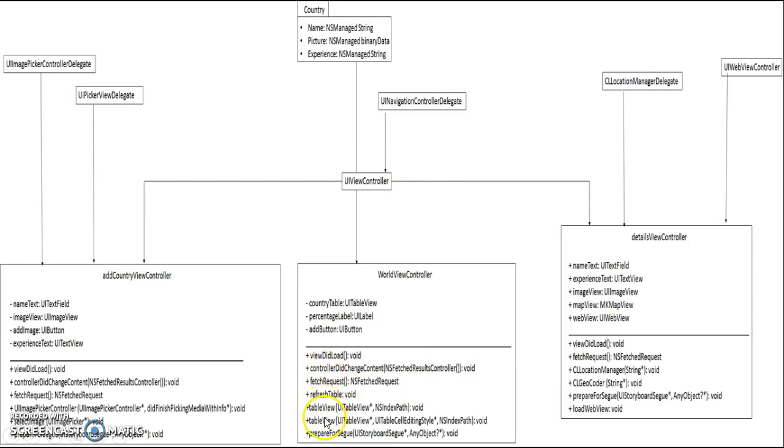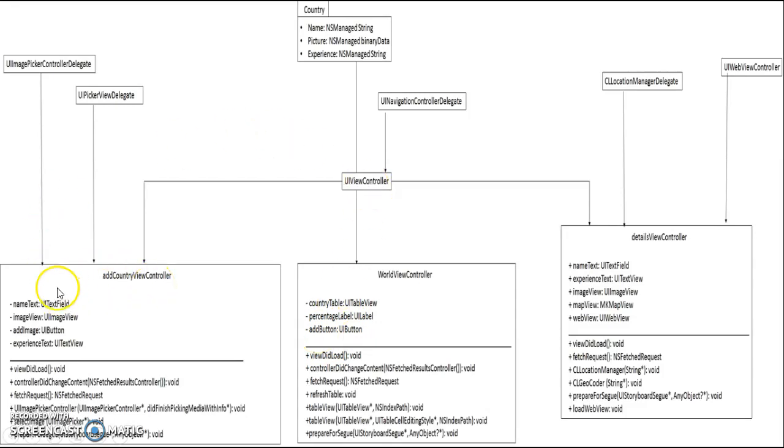And then we can refresh the table, and then the table view allows the table view to be deleted, and this keeps track of the index path, which will allow you to find the details view controller that you want. And then prepare for segue, obviously, which is for the add button so that we can go to add country view controller.